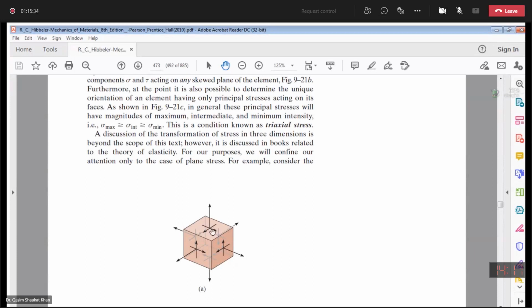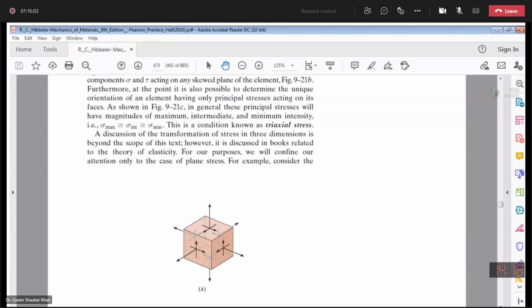So we have basically sigma x, sigma y, and sigma z. These were three normal stresses. Then we have shear stresses tau xy, tau xz, and tau yz. So these are three shear stresses. So this was triaxial stress state in three-dimensional x, y, and z planes.